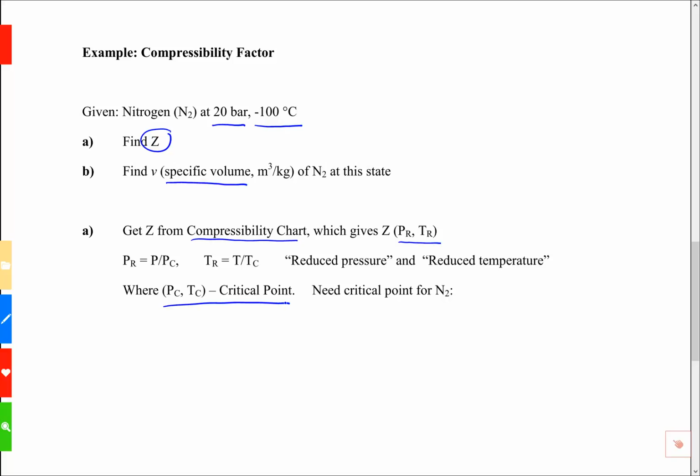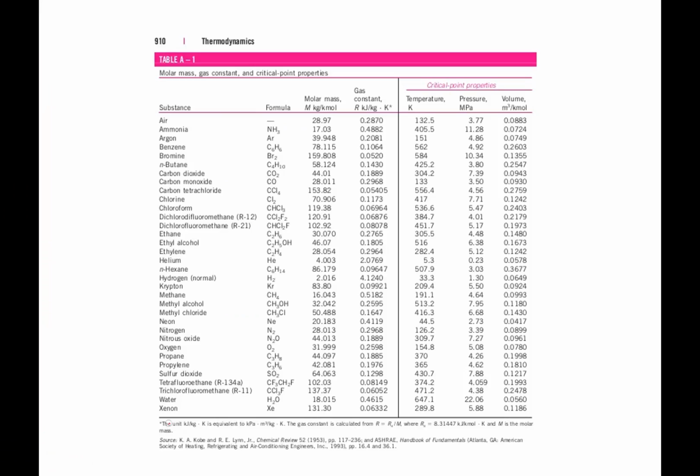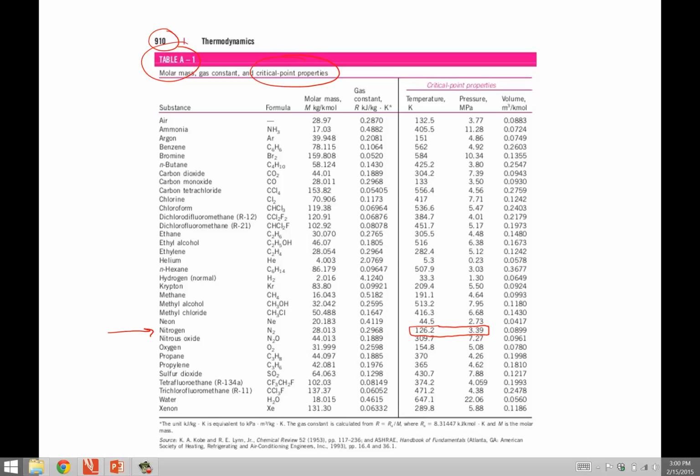Let's go find the table to find the critical point. It's this one. This happens to be table A1 on molar mass and critical point properties. From the name of the table and page number of the table, we're going to use that. These are alphabetical. Here's nitrogen. So critical data is over here. On the right-hand columns, we've got temperature in kelvins and pressure in megapascals. So let's transfer that to the other document.